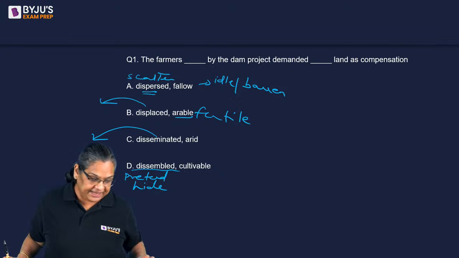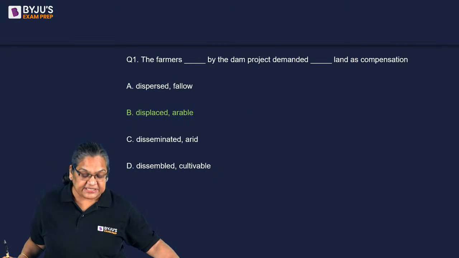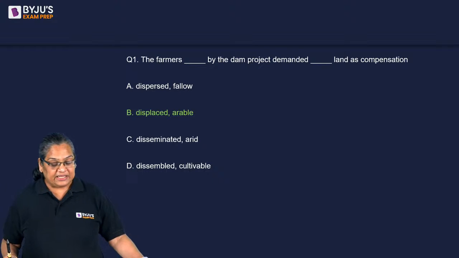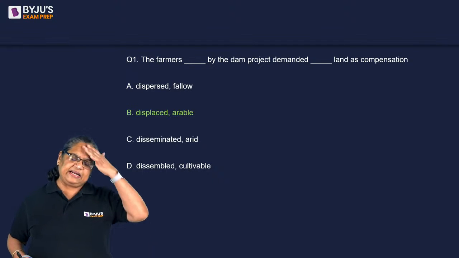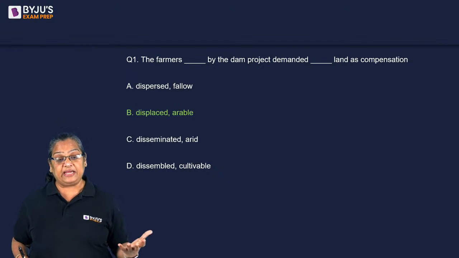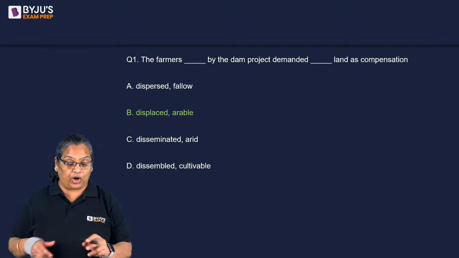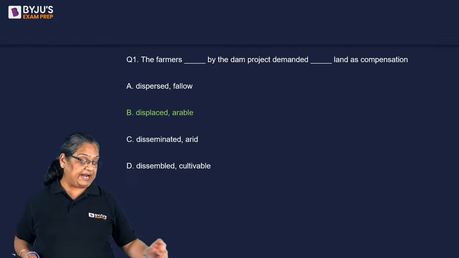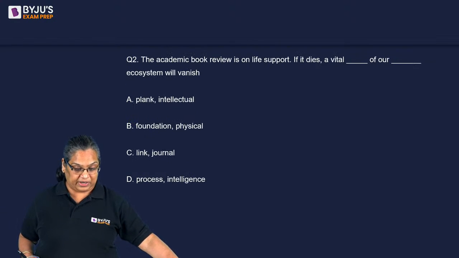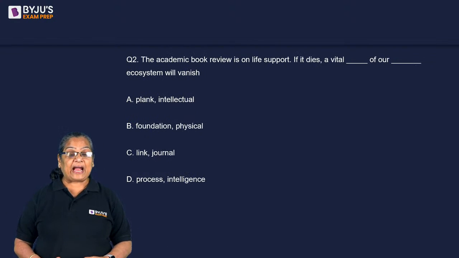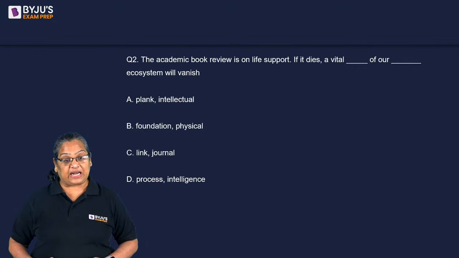B. They are displaced by the dam project. They don't want arid land. Arid land is infertile, dry land. So they are displaced and they want arable or fertile land. Okay? Alright. Next one. The academic book review is on life support.